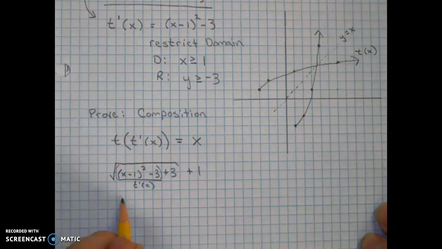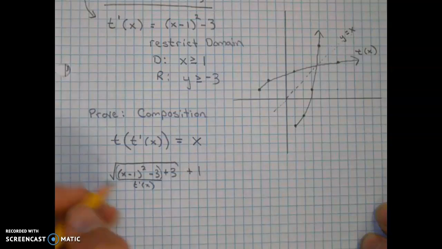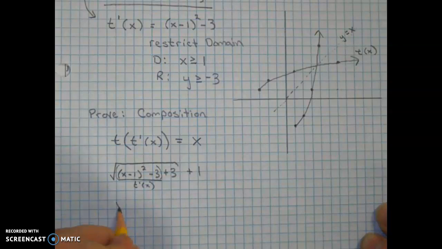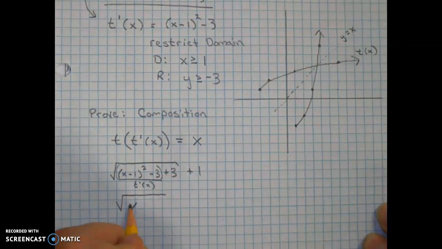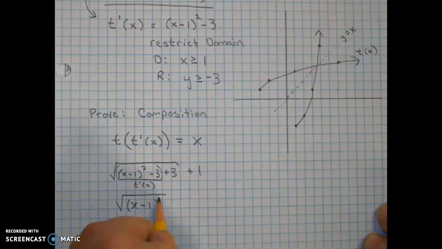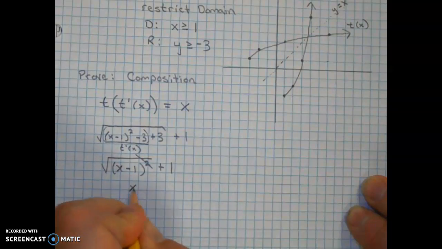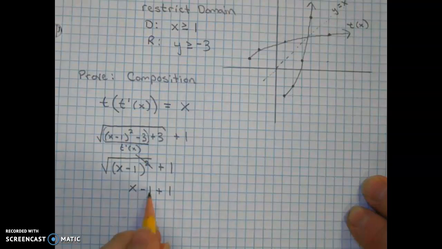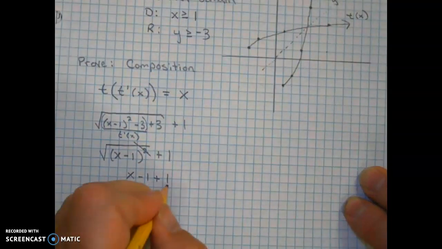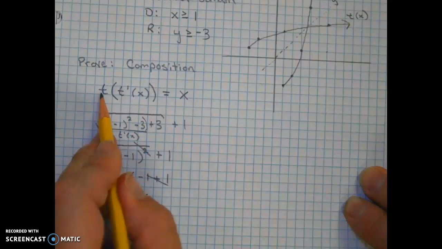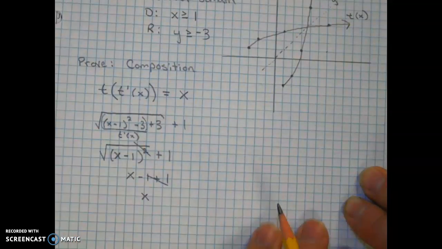Okay, so let's simplify this and see if we end up with x. So first thing we're going to do, we're going to subtract and add the 3, which cancels out. Okay, and then the square and the square root cancel each other out. And then the -1 and the +1 cancel each other out, and that leaves us with x. So now we have proven, at least this way, that these are inverses.